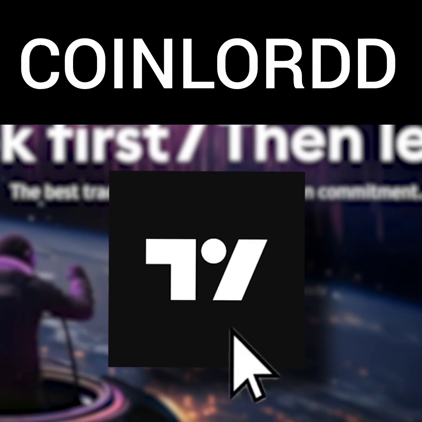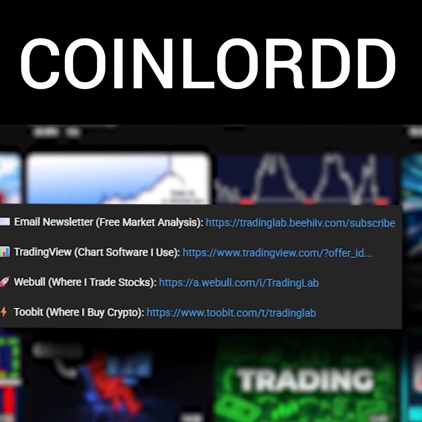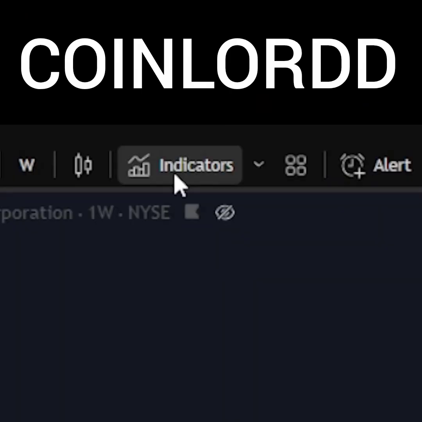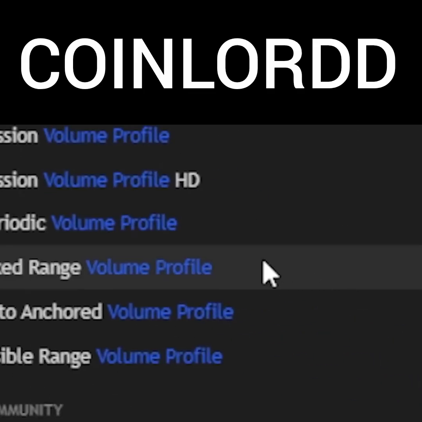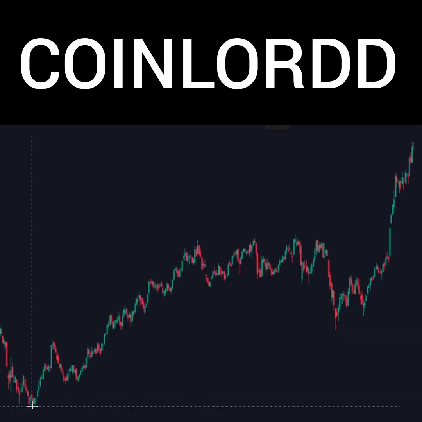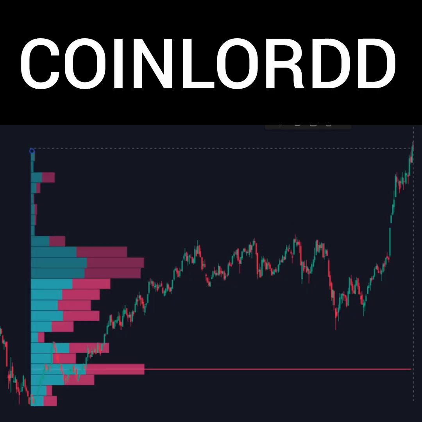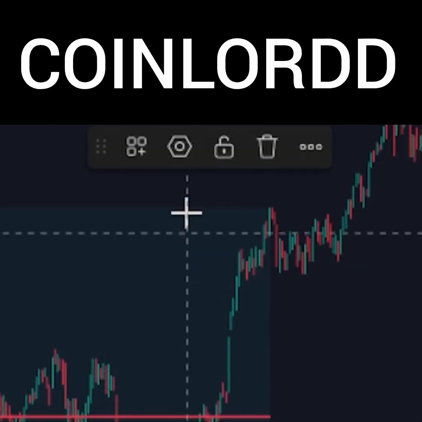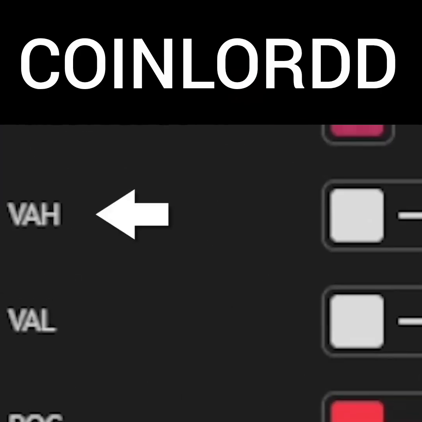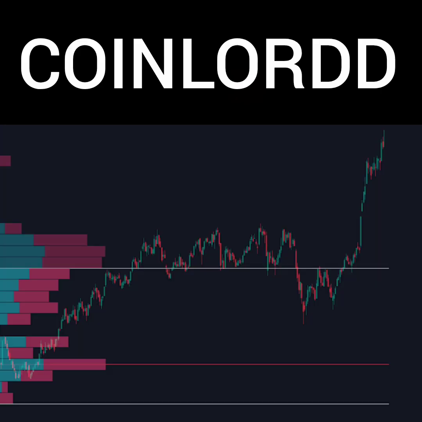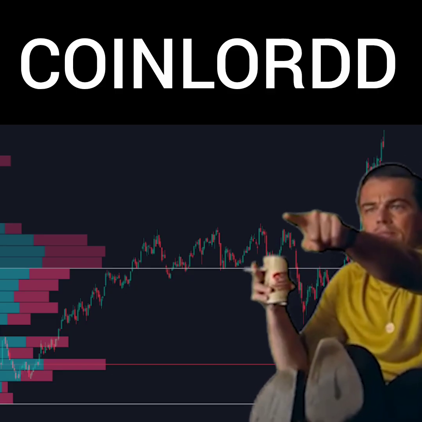First things first, go to TradingView. If you don't yet have it, I'll leave a link in my description. Go to the Indicators tab, search Volume Profile, make sure you choose this fixed one right here. Once you have selected it, draw a line from a recent swing low to a recent swing high. Next, go to the settings of the indicator and enable the volume area high and the volume area low. This is very important.